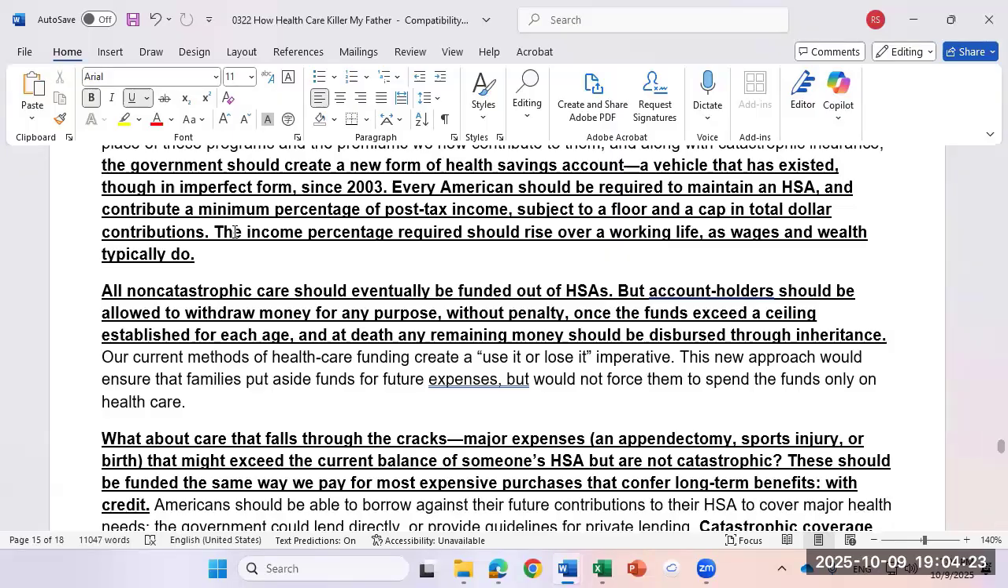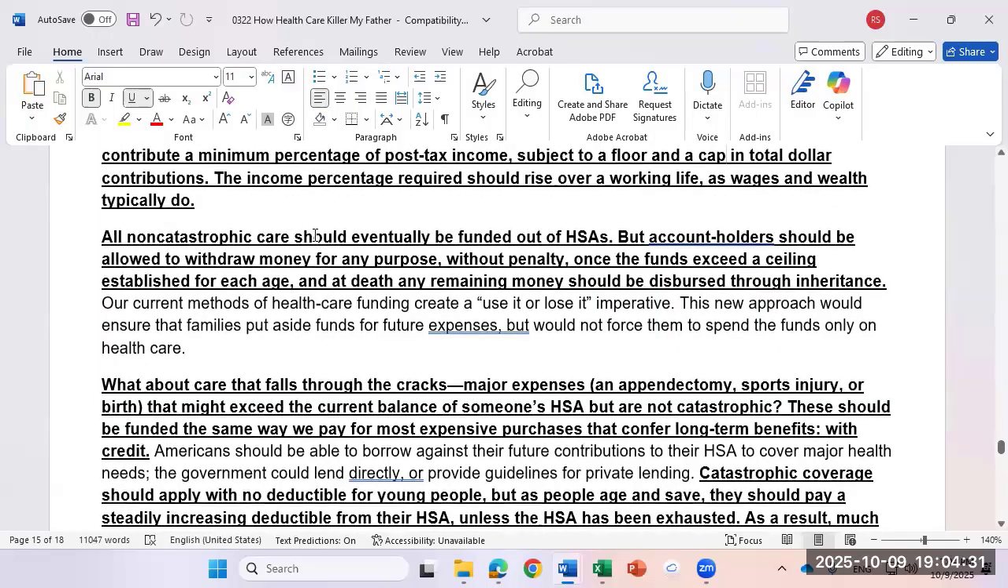He's going to force you to save for those big expenses that are probably going to hit you in your 50s and 60s, and you don't need it now, but he's going to force you to put that aside. All non-catastrophic care should eventually be funded out of HSA, but account holders should be allowed to draw money for any purpose without penalty once funds exceed some ceiling, and at death, any remaining amount goes to your inheritance. I mean, I'm sure he could be debated, like, oh yeah, you could change this.